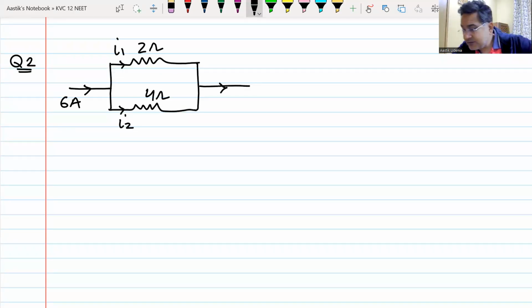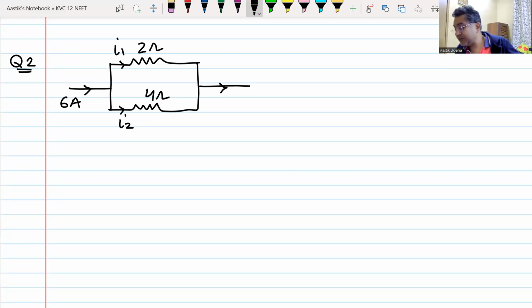You are not able to see this right now. You will be able to see it. I have drawn a circuit, a small part of a circuit. 6 amperes is the total current. I1 goes in the first branch, I2 goes in the second branch. I'll give you 2 minutes to give me the value of I1 and I2.